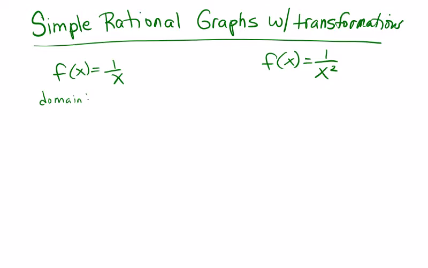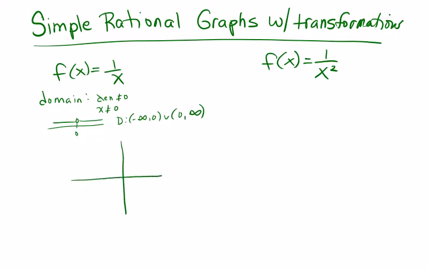Because this is a rational function, to find the domain, we're going to set our denominator not equal to 0. So that means x cannot be 0. And what we've been doing the last few days, this means we would have an open circle at 0, and everything else works. So the domain is going to go from negative infinity to 0, union 0 to infinity. Which means at the y-axis, we are not going to be able to cross that y-axis at all.